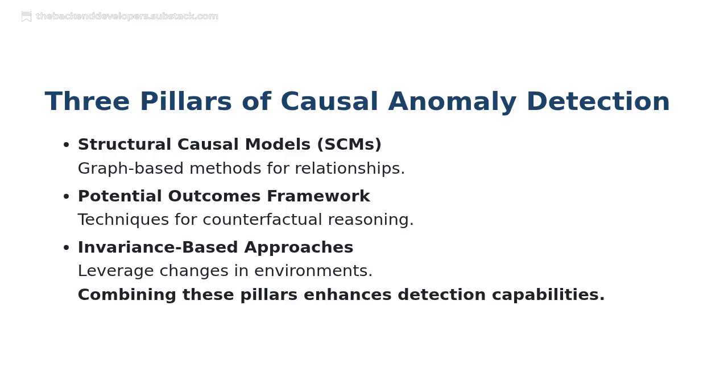Structural causal models provide a framework to understand relationships in our systems. The potential outcomes framework allows us to reason about what could happen under different scenarios. Invariance-based approaches help us adapt to changes in the environment. When combined, these pillars create a robust foundation for enhancing anomaly detection capabilities in cloud-native systems.